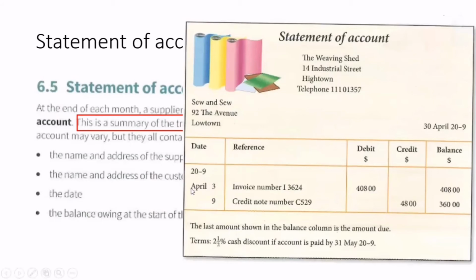As you can see here, previously the Weaving Shed has issued an invoice with an amount owing of 408 by Sue and Sue, and later on April 9, a credit note was issued in order to reduce the amount previously issued, therefore showing the latest amount outstanding that Sue and Sue is owing to the Weaving Shed.